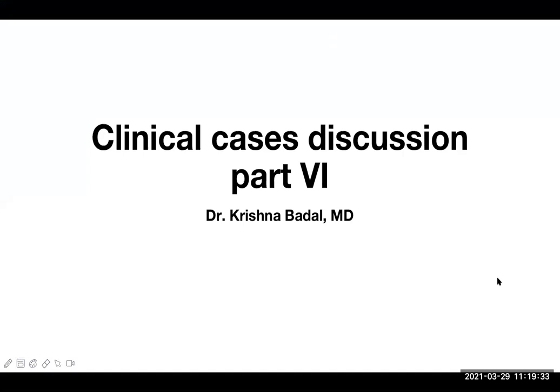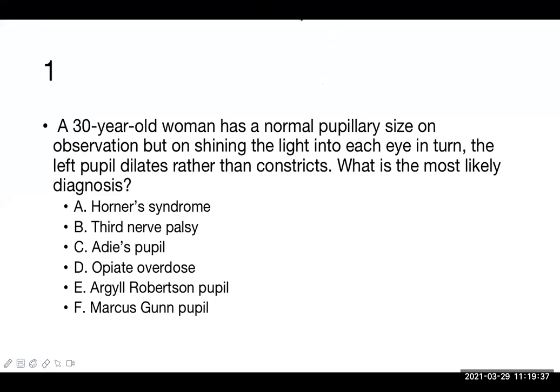Okay, so let's proceed just like last time. Here, a 30-year-old woman has a normal pupillary size on observation, but on shining the light into each eye in turn, the left pupil dilates rather than constricts. So, what is the most likely diagnosis?